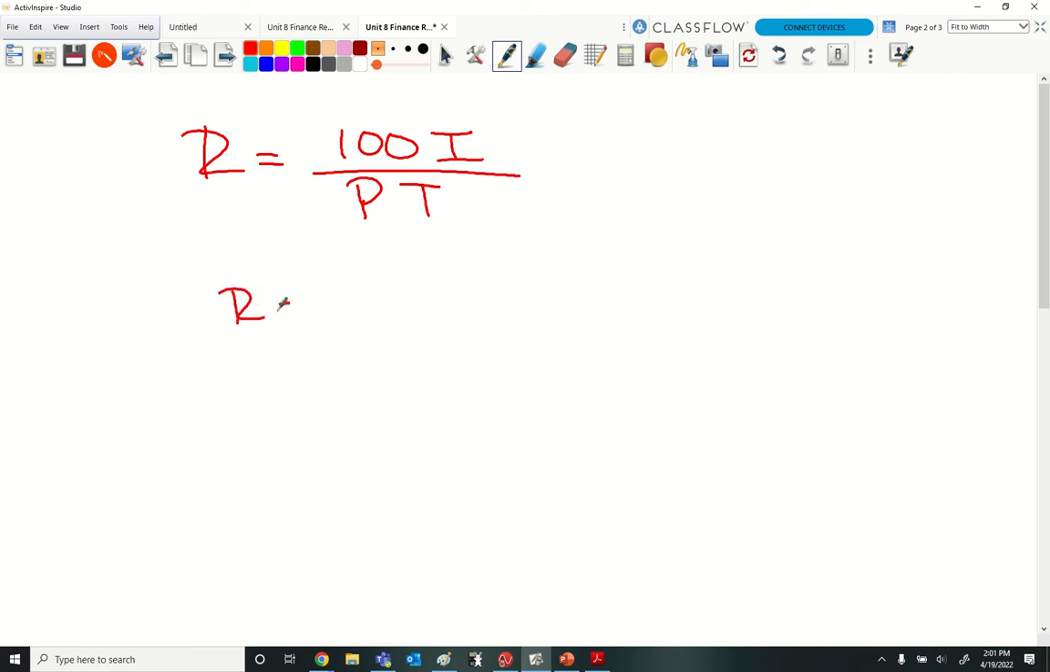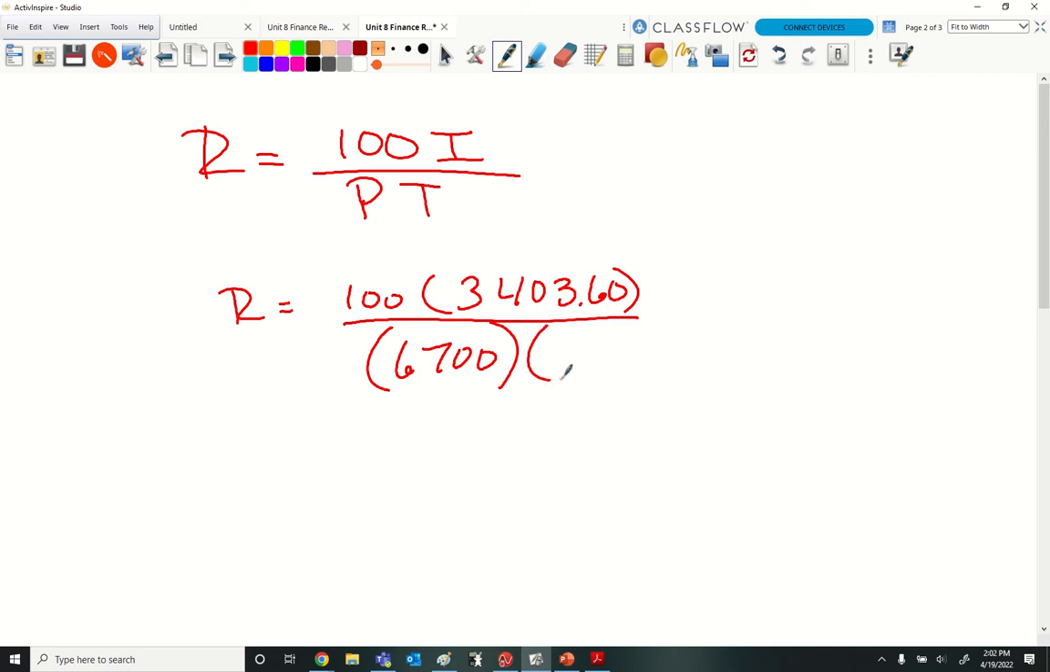So R equals, let's plug in my values, 100 times I. What was the I in that problem? Yes, simple interest. So what was the number? 3,403.60. Very good. Divided by, what was my P? 6,700. Very good. And T, what was that? 8 what? Years. So that's an 8. I don't have to put that over 12 because that one's already in years. Plug it in.